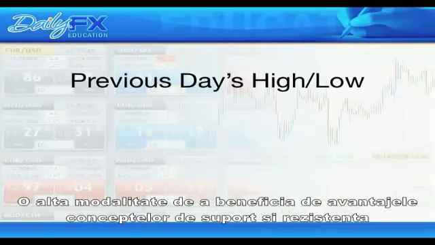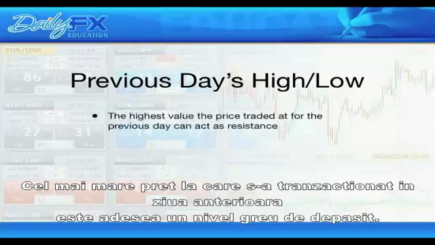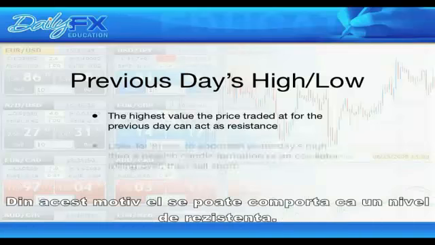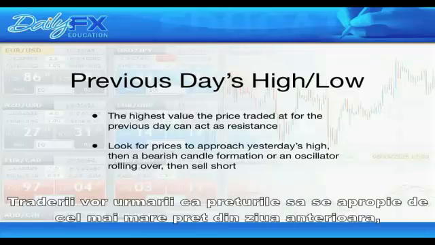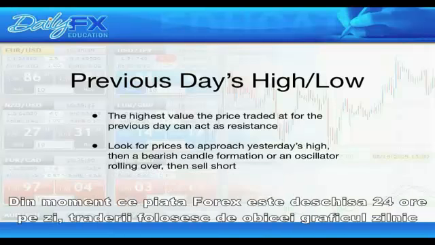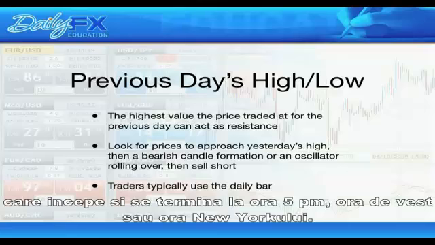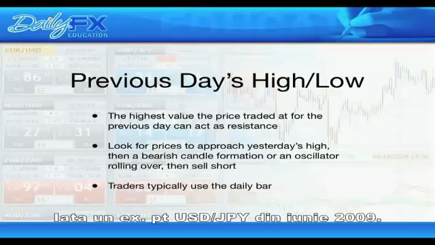Yet another method of using static values as support and resistance is based on the previous day's high and low. The highest value the price traded at for the previous day is often a difficult barrier to overcome and can act as resistance. A trader would look for prices to approach yesterday's high, look for a bearish candle formation or an oscillator rolling over, then sell short. Since the Forex market is traded 24 hours a day, traders typically use the daily bar that begins and ends at 5 p.m. Eastern Time, or New York time.